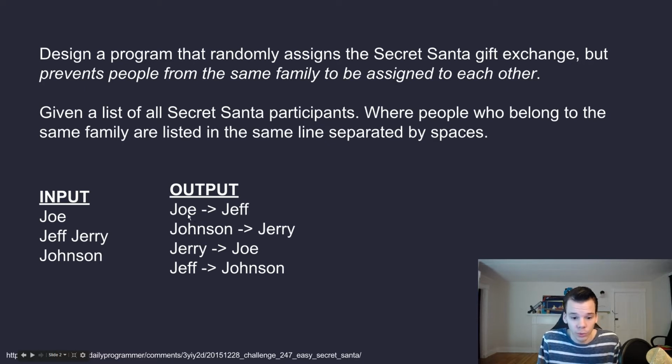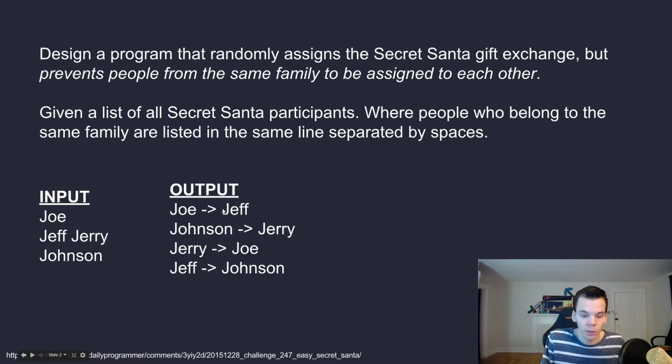So a suitable output for this could be Joe giving to Jeff, Johnson giving to Jerry, Jerry giving to Joe, Jeff giving to Johnson. The main point is that Jeff has never given to Jerry and Jerry has never given to Jeff at any point in the output. That is kind of the biggest thing.